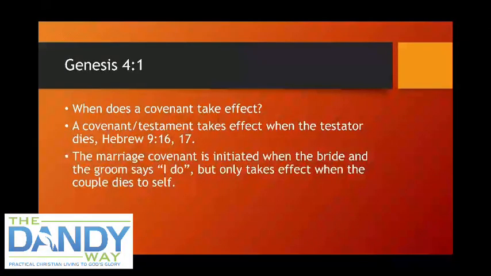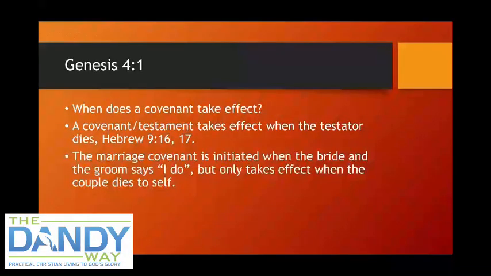When does the marriage covenant take effect? The marriage covenant is initiated when the bride and the groom say, "I do." I always thought the covenant starts when the man says to the woman, "I love you, I love you, let's get married, okay, let's do it." And they get to the altar, and the priest says, "Do you accept this woman as your lawfully wedded wife? And do you accept this man as your lawfully wedded husband?" And both parties say, "I do." It is just like the person that drafted the contract and signs it. Okay?